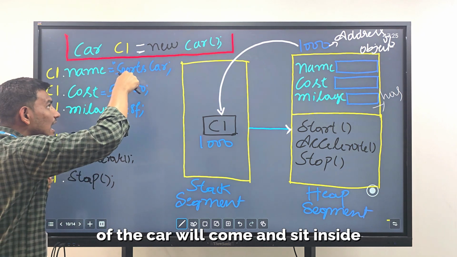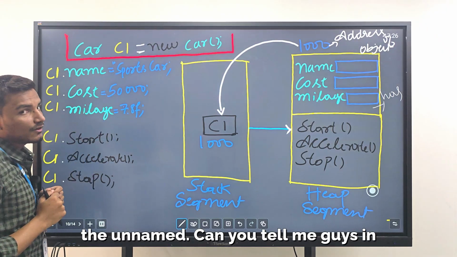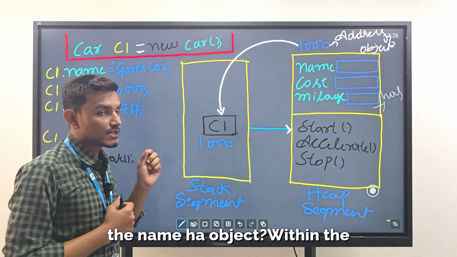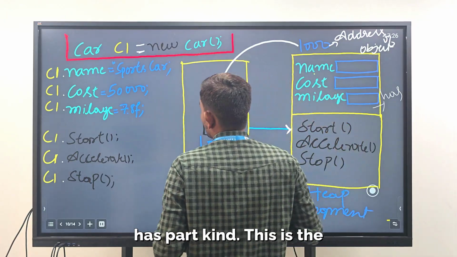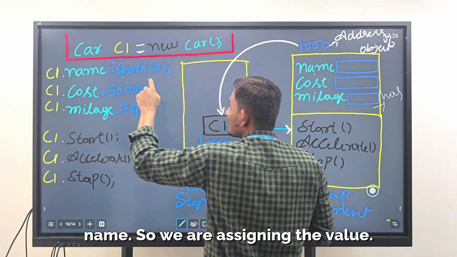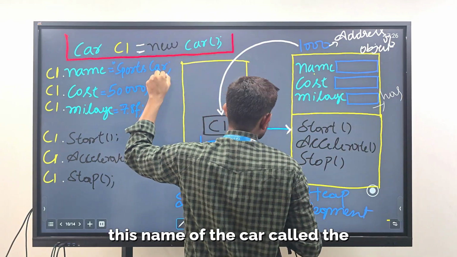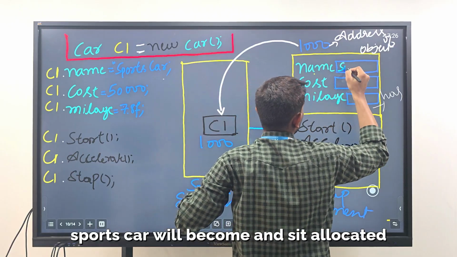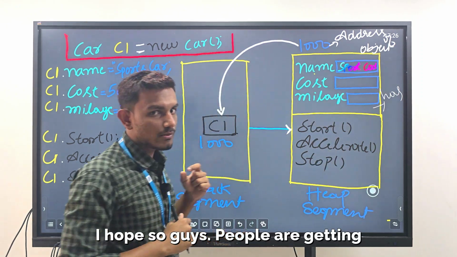So the sports car, the name of the car, will come and sit inside the name. Can you tell me, guys, in the memory point of view, where is the name? Object within the hash part. Guys, this is the name, so we are assigning the value. What is the value? Sports car. So this name of the car called sports car will sit and be allocated its place over here. Sports car. I hope people are getting it.